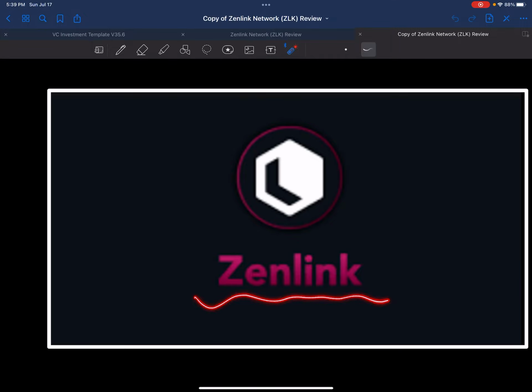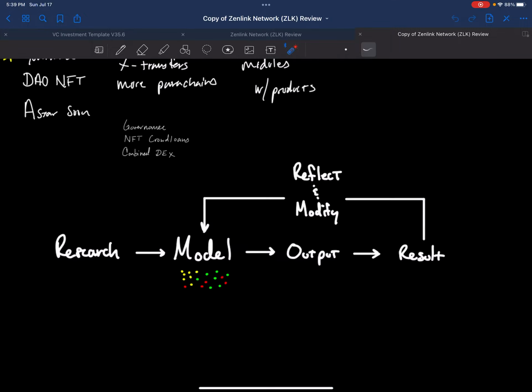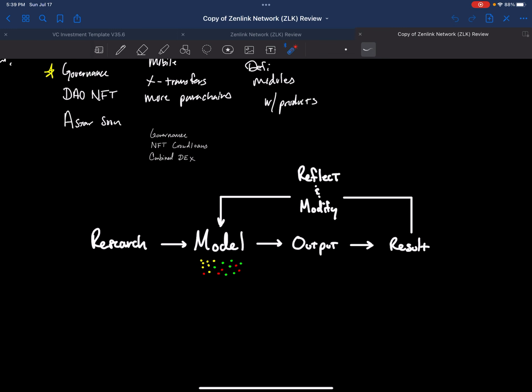Today we're going to review Zenlink. For those who are new to my channel, what I do is I do research and feed it into a model. The model has an output, and reality will weigh the model on how accurate it is. I will reflect and modify the model so that we can get more accurate outputs, and we can correlate to potentially higher ROIs in the cryptocurrency space exclusively.